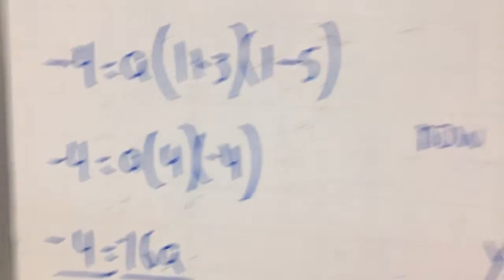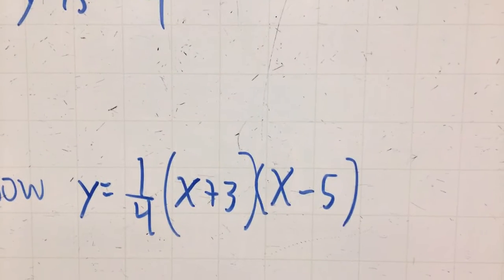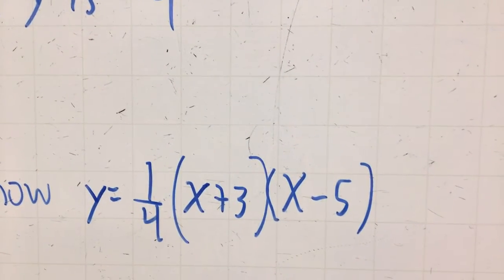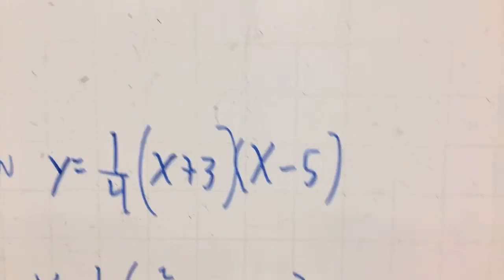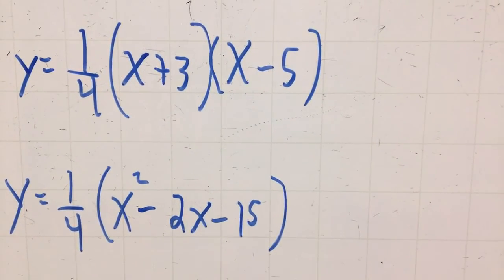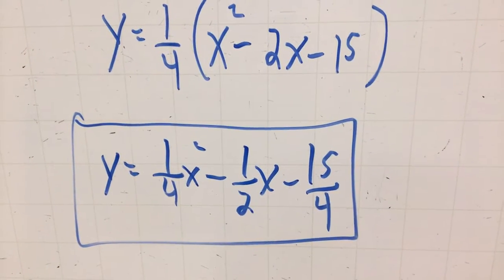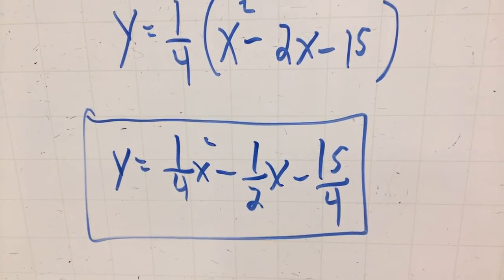Okay? Now, let's go back, because remember I told you I wanted it in standard form. So there's your y is equal to 1/4 x plus 3 times x minus 5. Now I decided to multiply that out. I did the FOIL thing. And then I distributed the 1/4. There's the equation of that parabola in standard form.